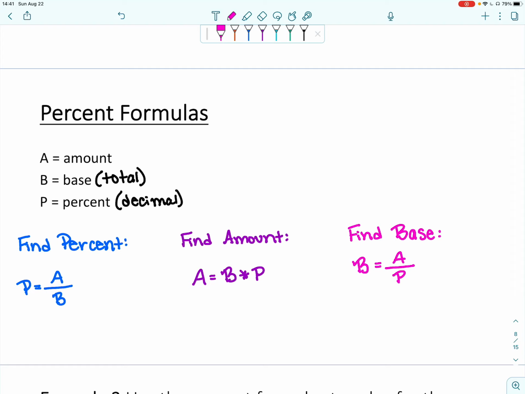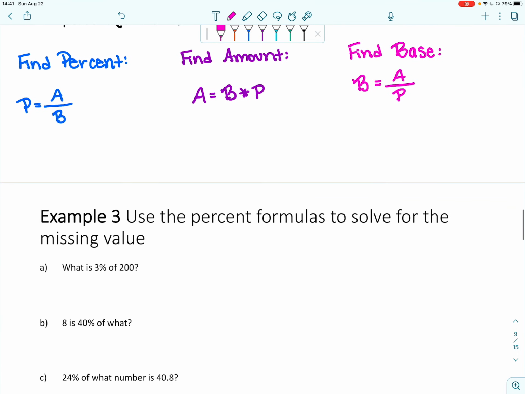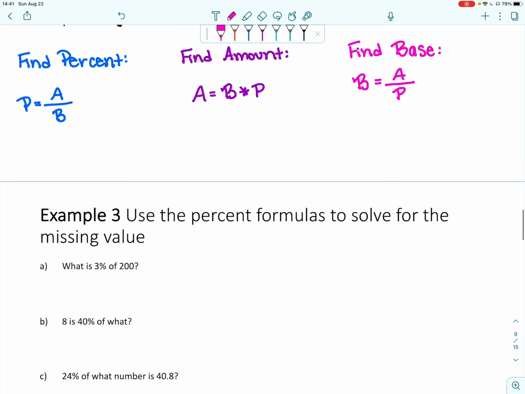So 3 different percent formulas that we're going to use for different types of word problems. Everyone's favorite thing. So we're going to use these 3 formulas for some different examples down below.